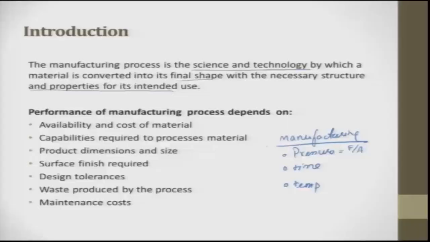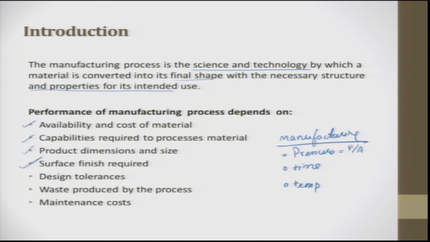So, it is very clear that in manufacturing we have three process parameters: the science and technology by which a material is converted into a final shape. If you go back to the design principles, we talked about shape and form, that is the final shape, with the necessary structure and properties for which it is intended to be used. The performance of the manufacturing process depends on, first, availability of material, which is directly proportional to the cost, then the capability required to process the material, then the product dimensions and size, and surface finish.